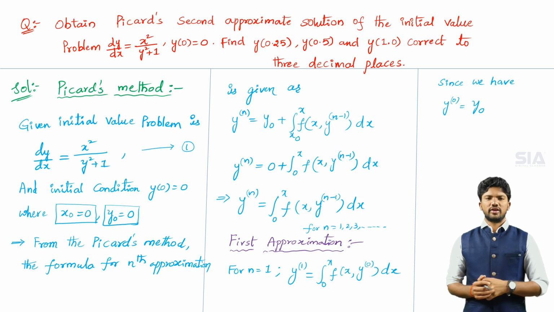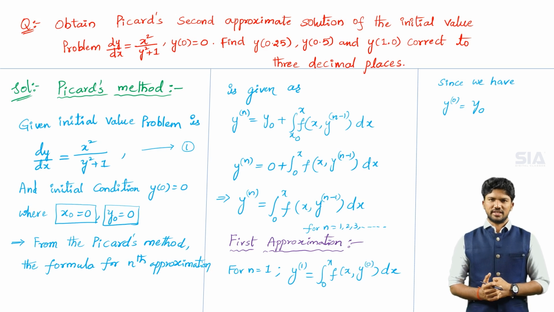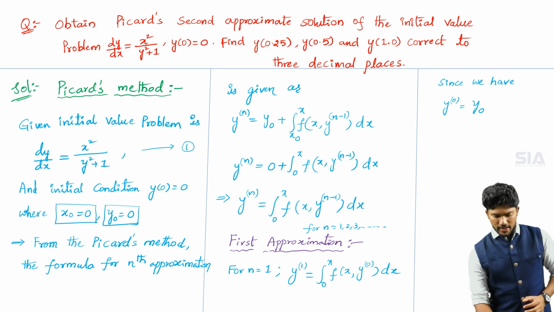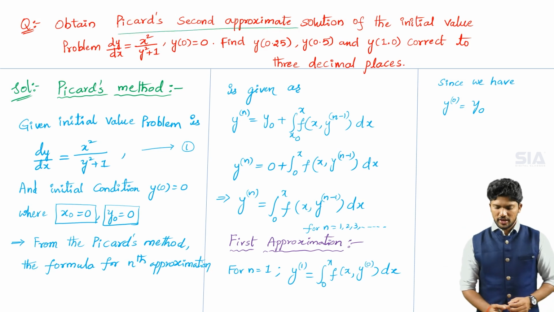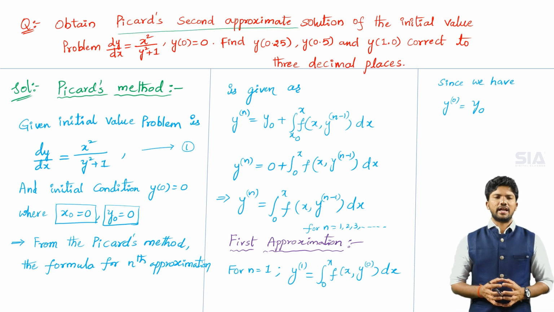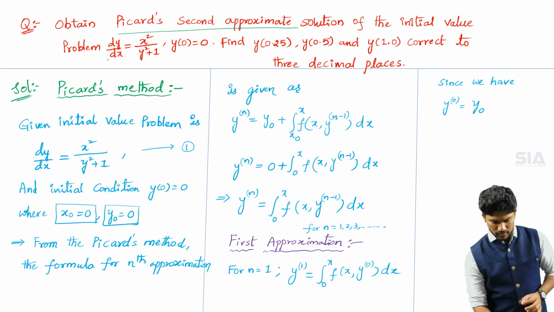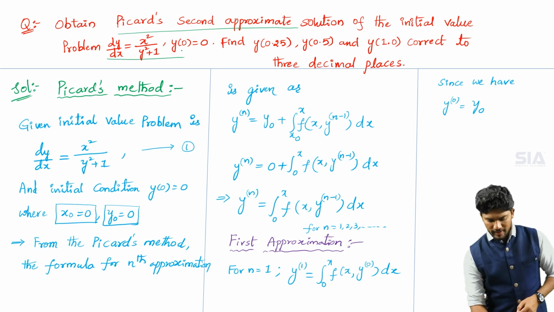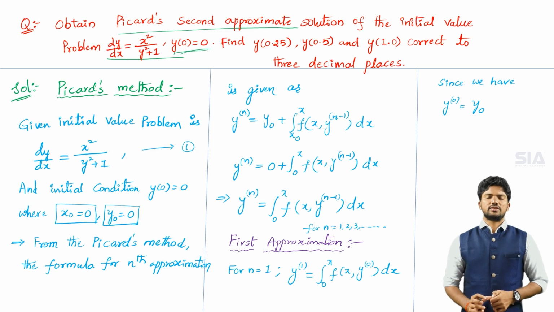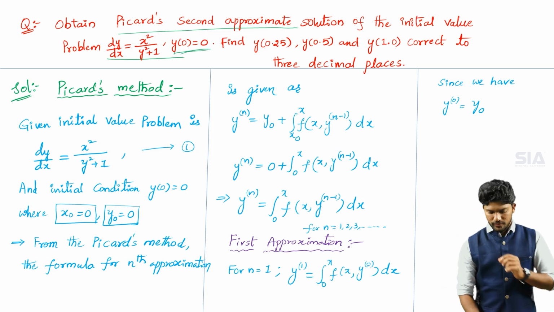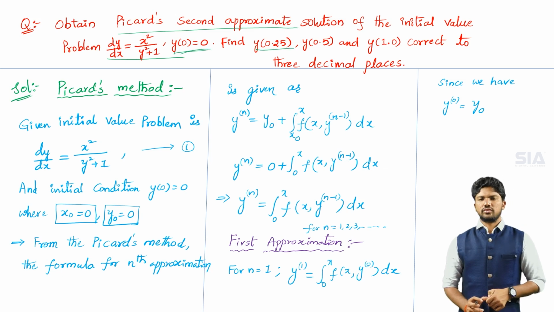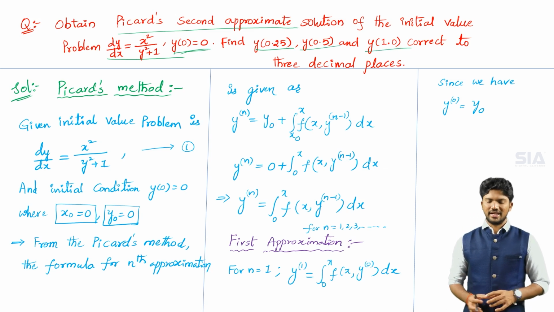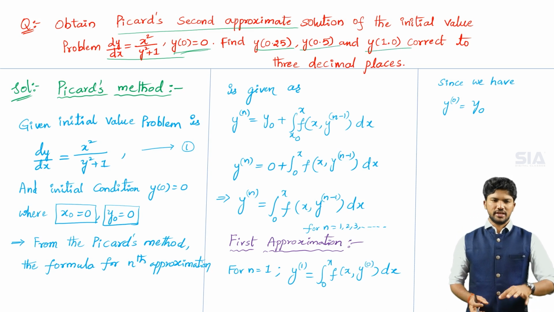In this lecture we are going to discuss a problem based on Picard's method. See the statement first of all. Obtain Picard's second approximate solution of the initial value problem dy by dx is equal to x square by y square plus 1, initial condition y of 0 is equal to 0. After that, find y of 0.25, y of 0.5 and y of 1.0 correct to 3 decimal places. So this is the question.